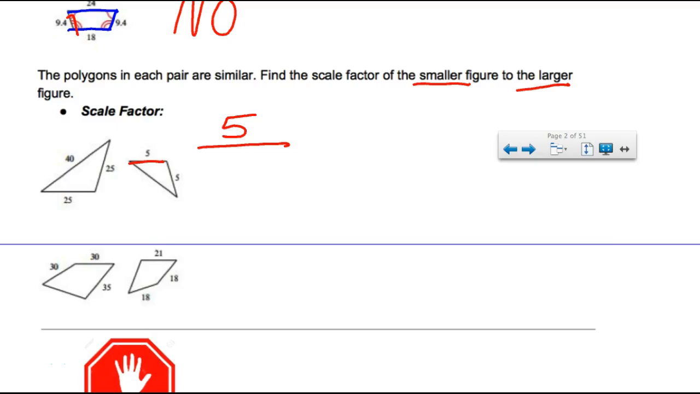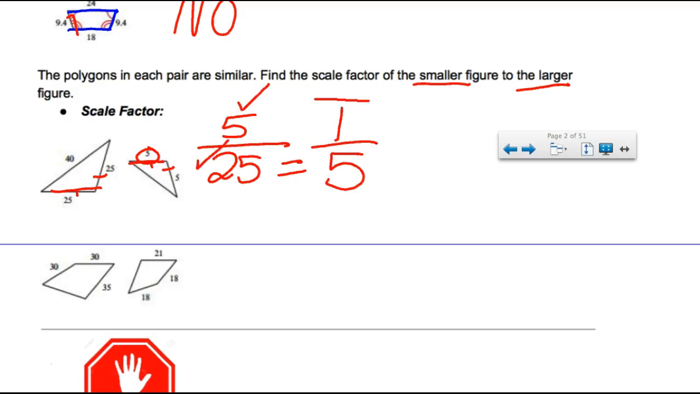Now I have to make sure I grab a corresponding side here. These are the two that are equal. These are the two that are equal. So this 5 has to go with one of the 25s, not with the 40. The 40 is on that longest length. So my scale factor is usually given as a reduced fraction, small to large, pair of corresponding sides. And it's done. All right, so next one up here.